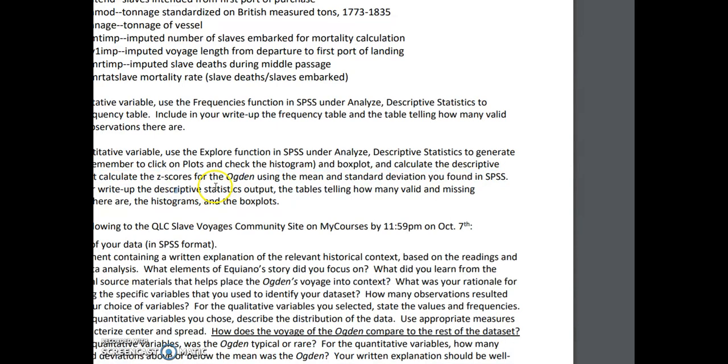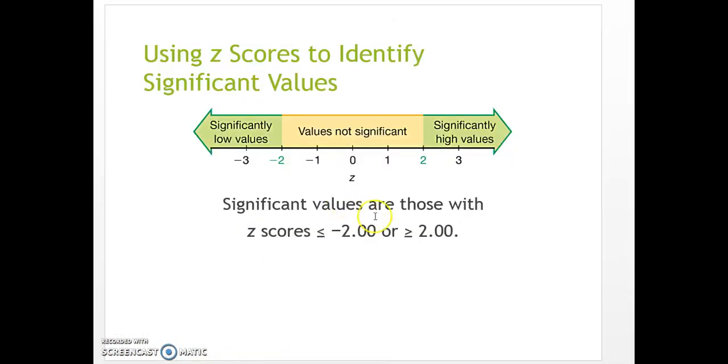And just in connection to your integrative assignment 2, when it comes to the Ogden data, you can compute the z-score to see if it is high or low. Again, if the z-score is greater than 2, then you know this variable is significantly high. The Ogden trip is significantly higher than the other voyages. If the data turns out to have a z-score less than -2, you can say the Ogden voyage has a significantly low value compared to the rest of the other voyages. Okay, that's how you use the z-score.